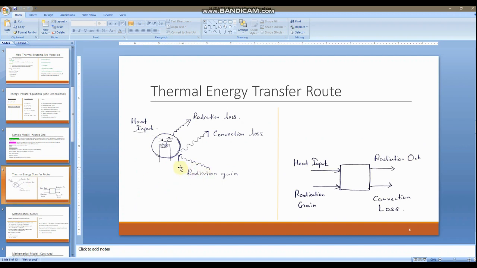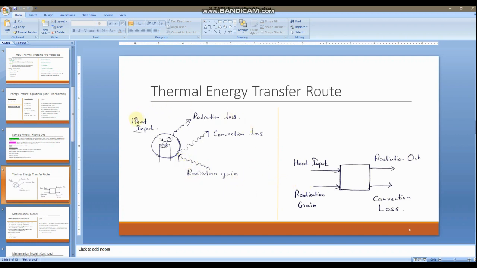Let's draw the thermal energy transfer routes. What you see as the circle is a 2D representation of our orb. You see my electric heater. It's converting the electricity to thermal energy. Then that energy is being lost through radiation to the atmosphere and through convection to the atmosphere. And at the same time, if you remember what we discussed on radiation, any object can absorb radiation as well, in addition to emitting it. So that's what I have represented over here.